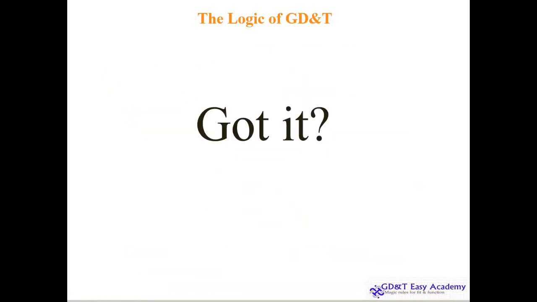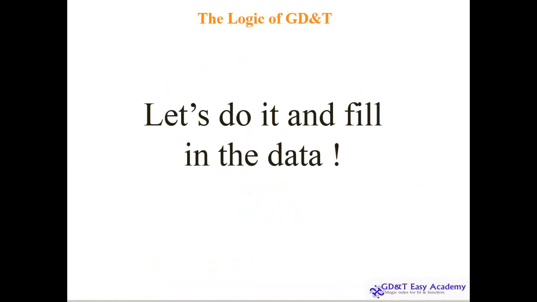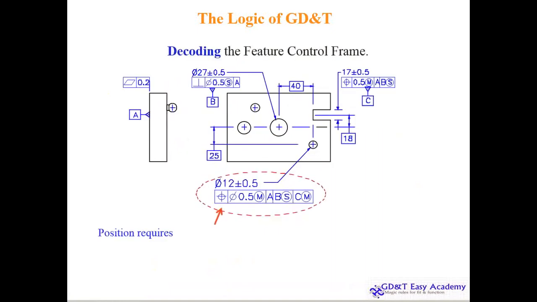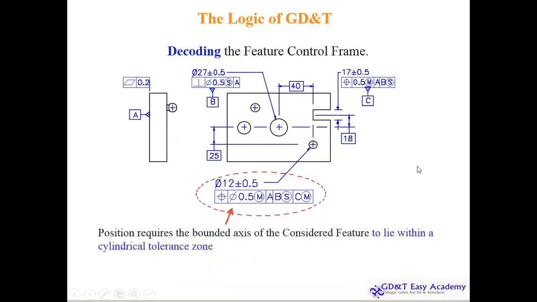So now I think you got the basic logic of GD&T, and let us do it and fill in the data. So what is the meaning of this? The position requires the bounded axis of the considered feature, because this positioning is with respect to this axis, and we lie within a tolerance cylindrical zone, that is 0.5, because of this particular note, and of a diameter 0.5, and at a MMC, and expanding by as much as 1 mm.